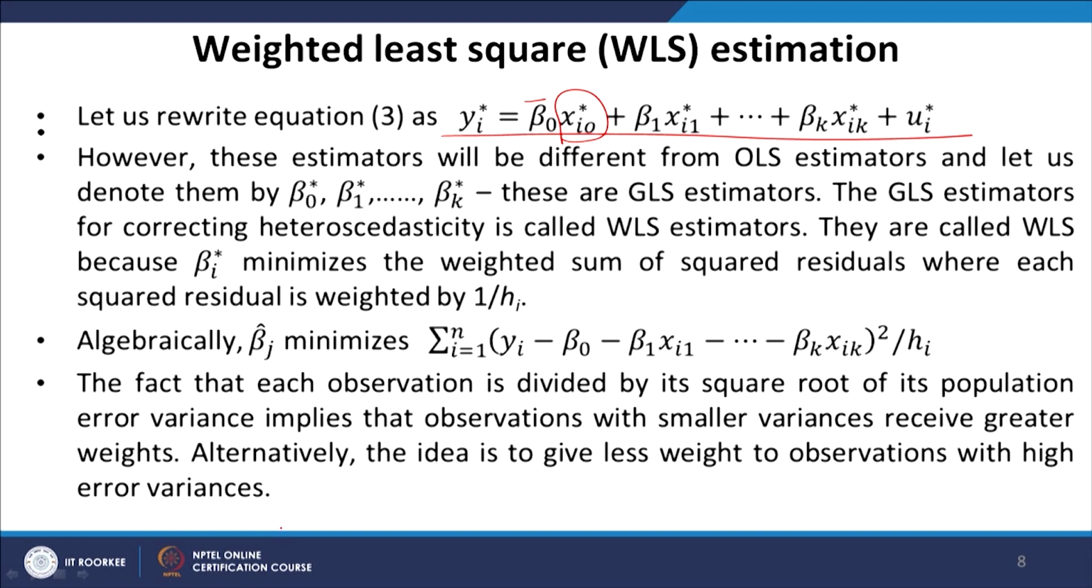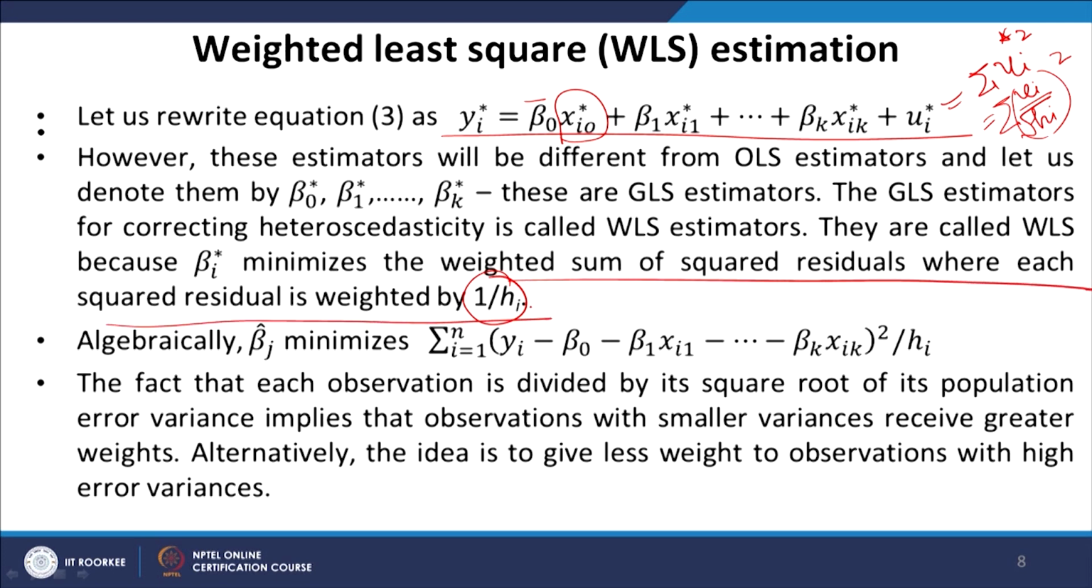They are called WLS because beta j star minimizes the weighted sum of squared residuals where each squared residual is weighted by 1 divided by hi. If you remember, earlier when we talked about OLS, beta j hat was designed to minimize the sum of squared residuals and we did not use any weights there. But in this context, what are we minimizing? We are minimizing summation ui star square, and ui star square is actually ui divided by root over hi and the entire thing squared. So, here these individual observations are weighted by the factor 1 divided by hi, and as a result beta j star minimizes the weighted sum of squared residuals, where each squared residual is weighted by 1 divided by hi.